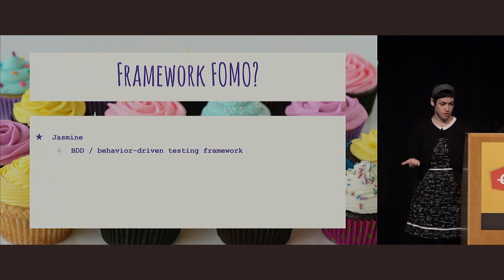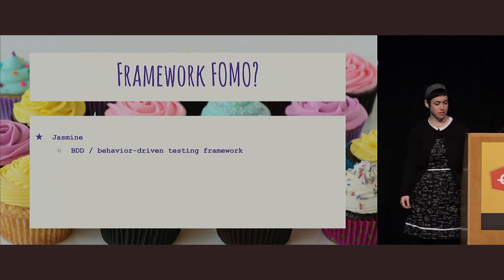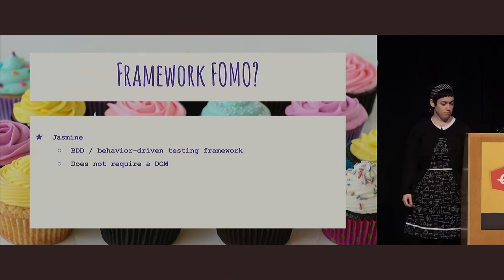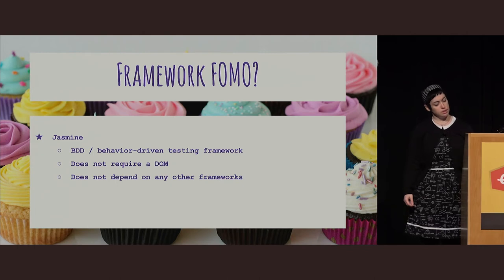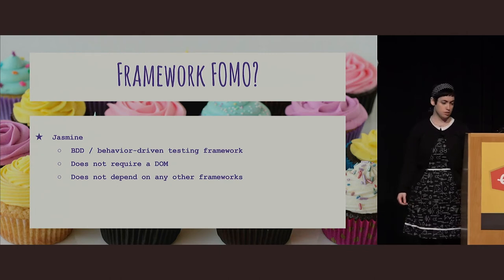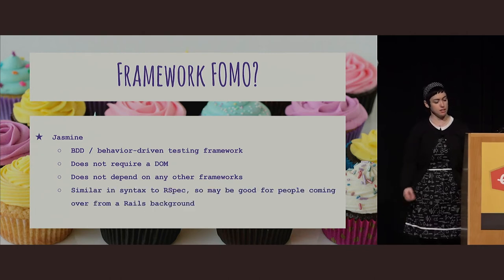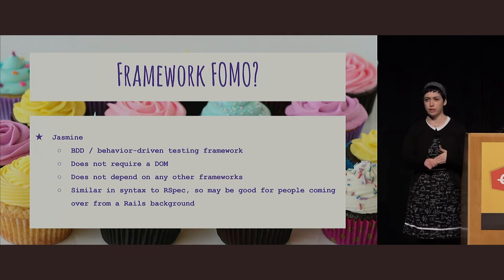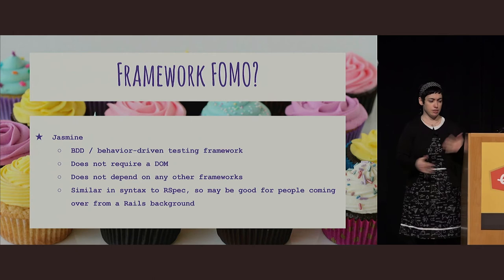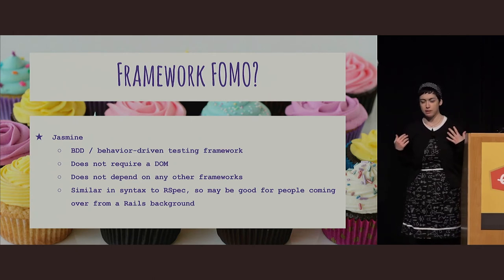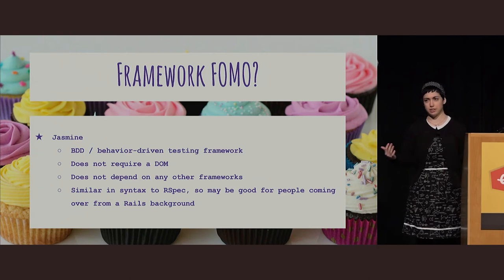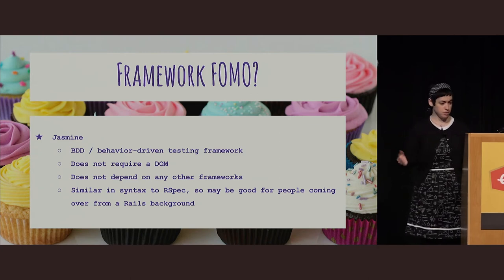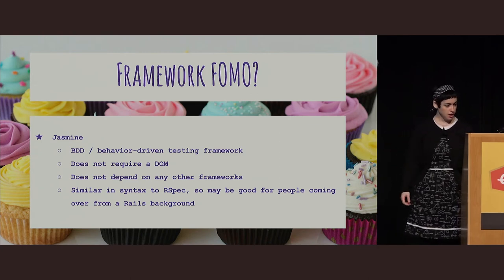So Jasmine is the first one. It's a behavior-driven testing framework. Doesn't require a DOM. Doesn't depend on any other frameworks. It's similar in syntax to RSpec, which I think is the biggest selling point if you're a developer coming from a Rails background. I've heard that Jasmine is a little easier to pick up, but I also came from a Rails background, so I really didn't find Qunit difficult at all to pick up. So, to each their own.